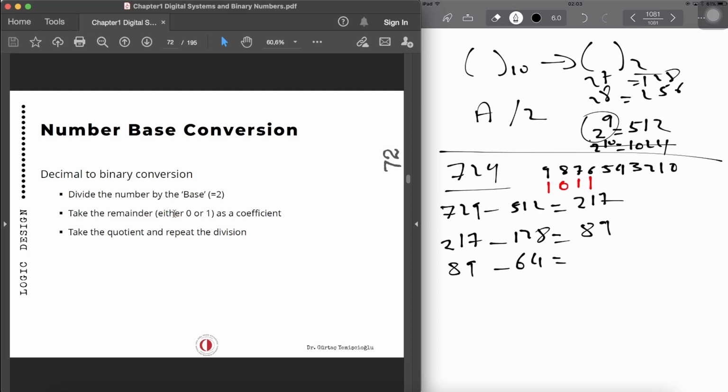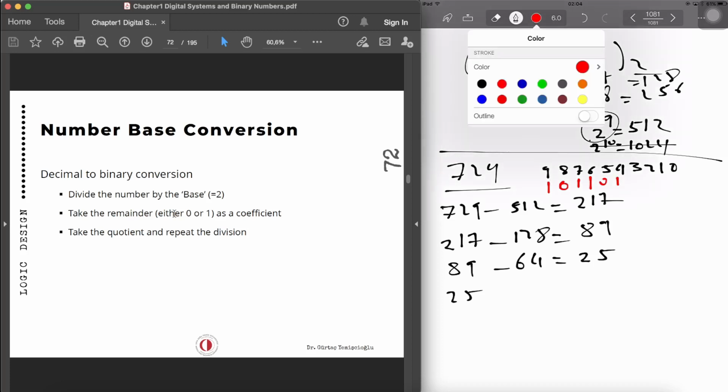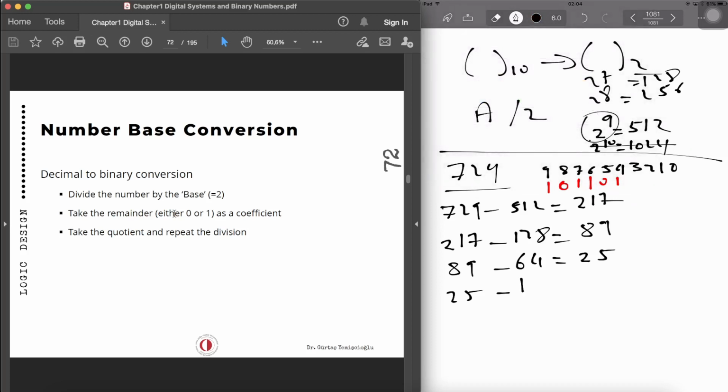So 89 minus 64 is going to be 25. Then we get 25. 2 to the power 5 is 32, so that's going to be 0. 2 to the power 4 is 16, so 16 can be done. So we can say minus 16, which is equivalent to 9.